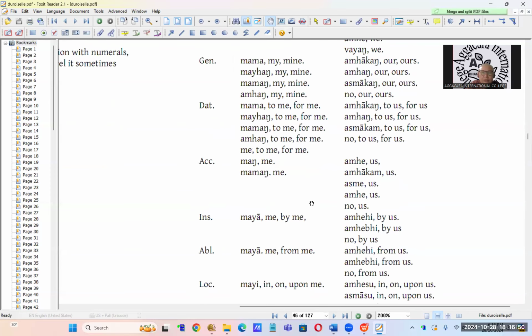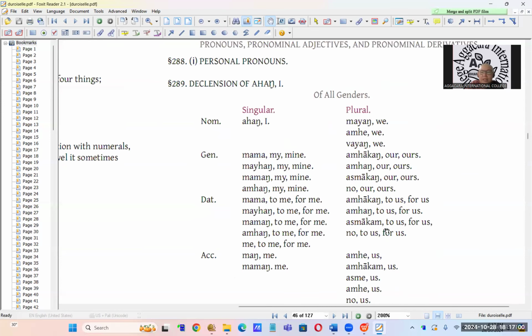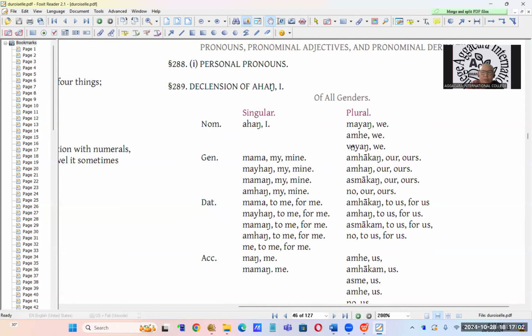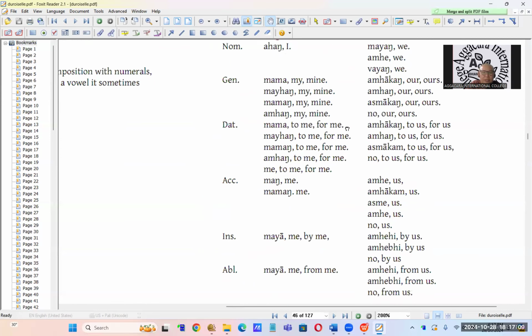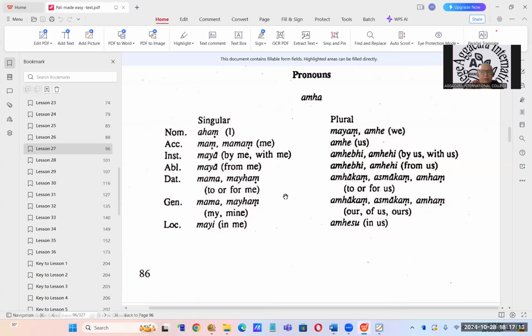Right? So it's good when you study Pali Made Easy, you come here to get more different formations. You can see here different asmā su, ame su, because Duroiselle's book gets all the possible forms from other books. Then another one, vāyaṃ. So anyway, it's good you come to study by yourself.